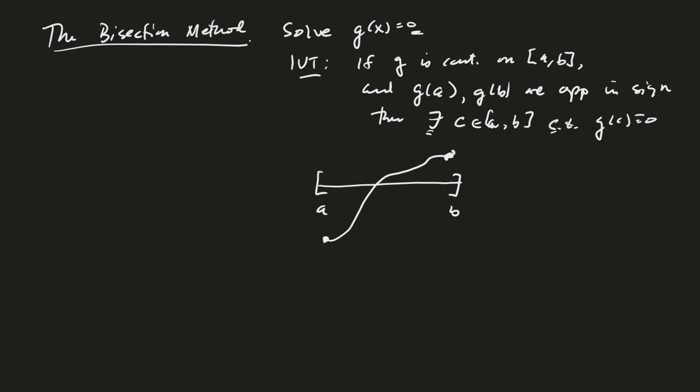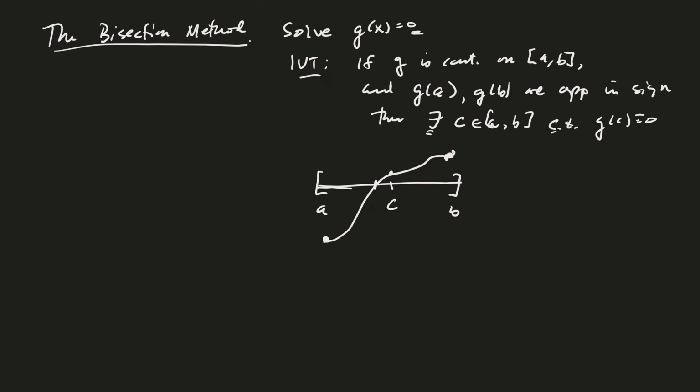Alright, so in this case this would be the middle. We're going to start with this, and I know that if g of a times g of b is negative, then g of a and g of b are opposite in sign. And so I'm going to take half of the interval. So c is going to be my midpoint. And now I'm going to check g of c. In this case, g of c is positive and g of a is negative.